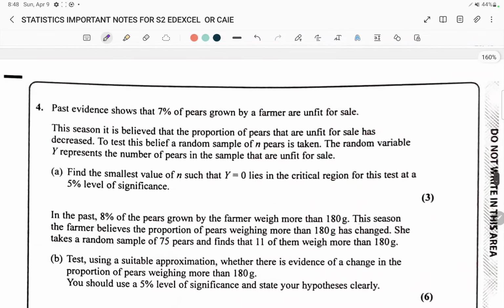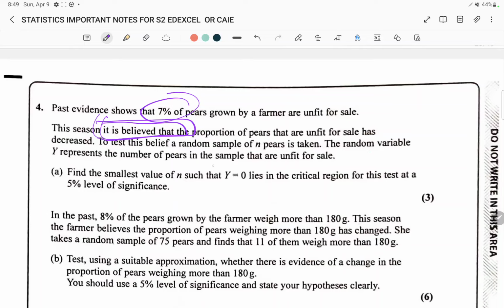Now, past evidence shows that 7% of pears grown by a farmer are unfit for sale. And this season it is believed that the proportion of pears that are unfit for sale has decreased. Okay, to test this belief, a random sample of n pears is taken. See, this is a hypothesis testing question. Past evidence shows 7% of pears grown by the farmer are unfit for sale. It's past. Okay, this season it is believed, and we have to check whether this belief is right or not, that the proportion of pears unfit for sale has decreased. To test this belief, a random sample of n pears is taken.